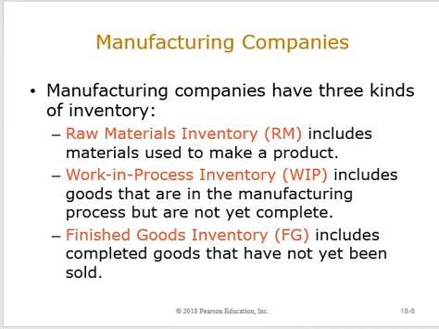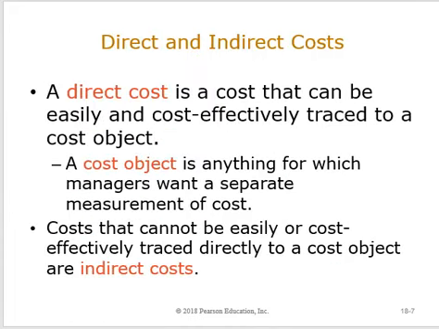Okay, so kind of draw a diagram. It will start with raw materials, then it will go to work in process, then it will go to finished goods, and then it will finally go to cost of goods sold when you've sold that. Okay, again, please, good notes.